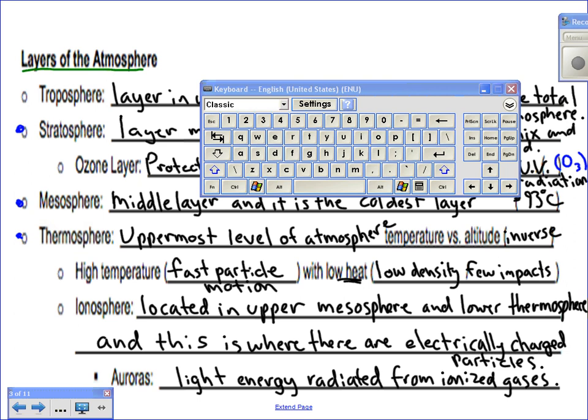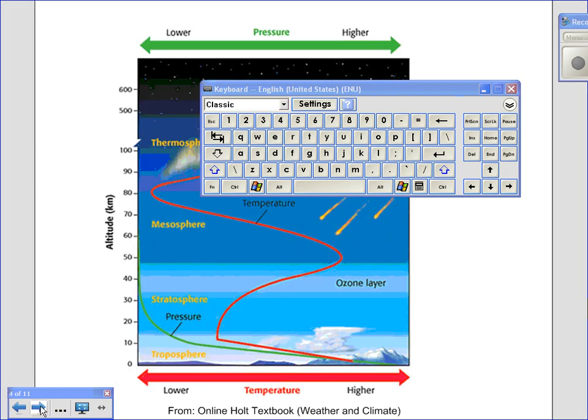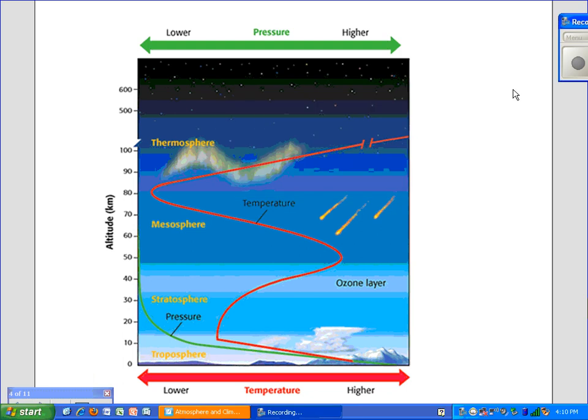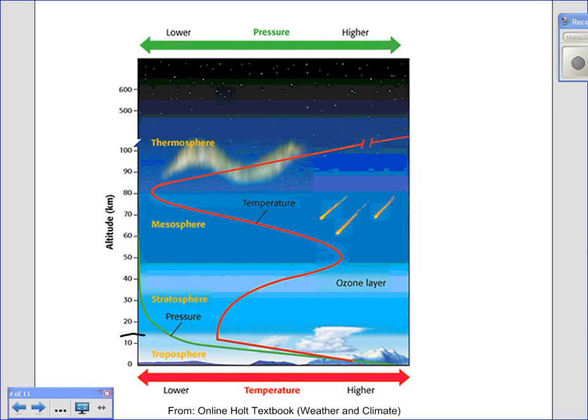Okay, so what we can do next is I'll show you an image of the layers of the atmosphere. If you take a look up here, you'll be able to see that we can start in the lowest part of the atmosphere, which is the troposphere, where we live. This is where life exists. And then we move up to the stratosphere.